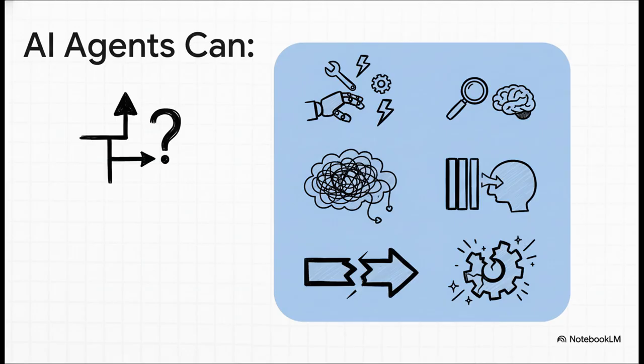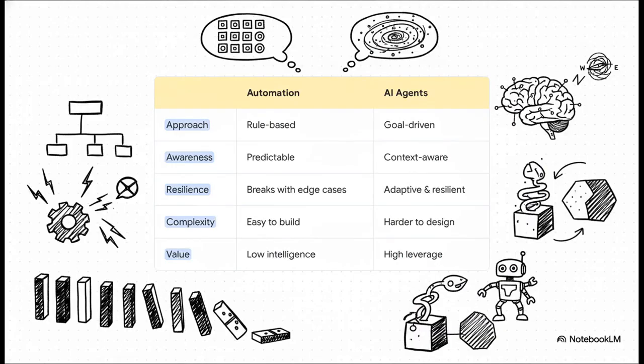That's a game changer. So this table really lays it all out, nice and clean. Automation, it's all about rules. It's predictable, sure, but it's also brittle. The second it hits an edge case it doesn't recognize, it just breaks. Agents, though, they're goal-driven and aware of the context, which makes them way more adaptive and resilient. And yeah, automation might seem easier to set up at first, but it's the agents that give you that massive leverage because of their intelligence.